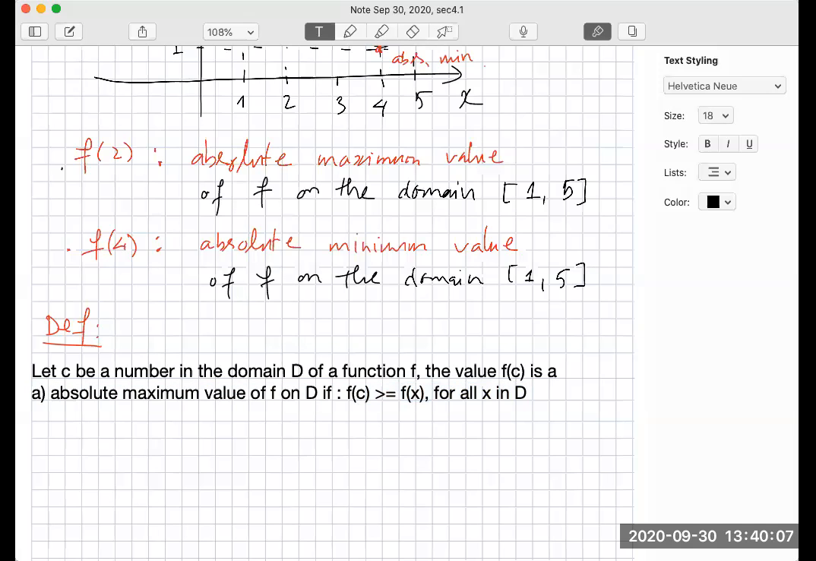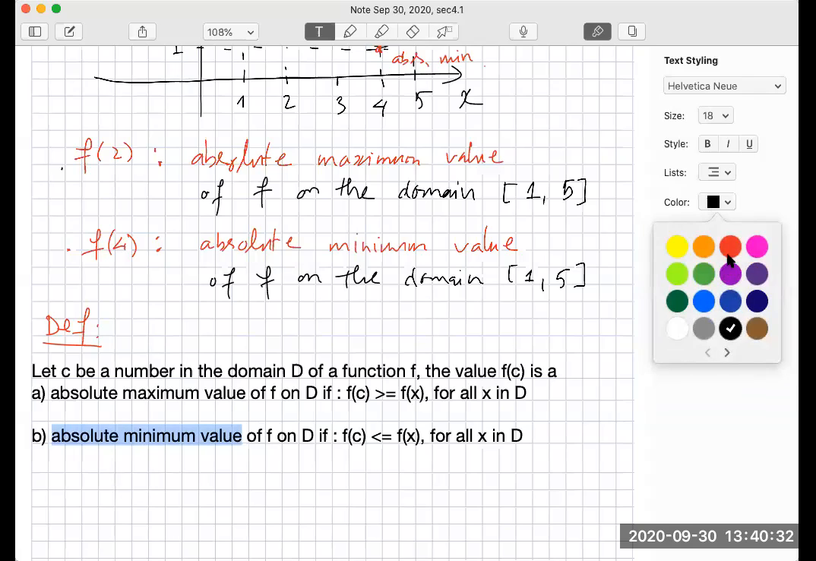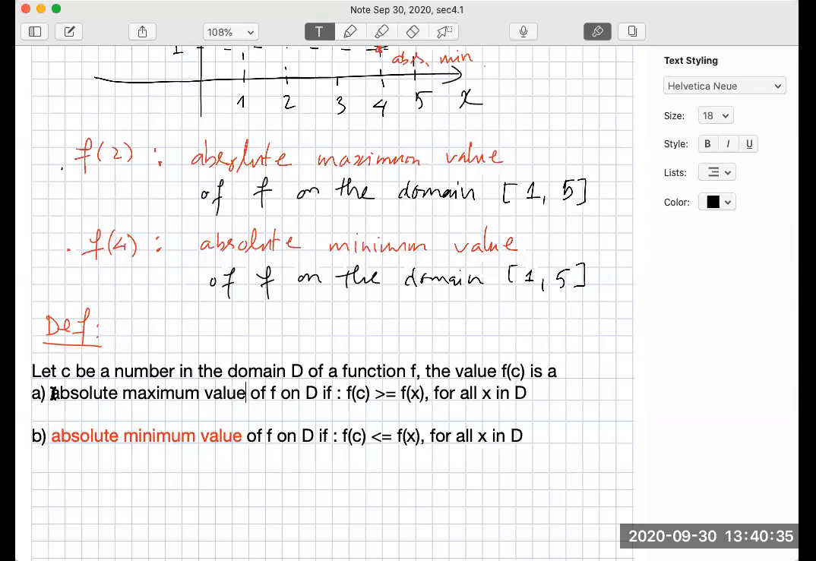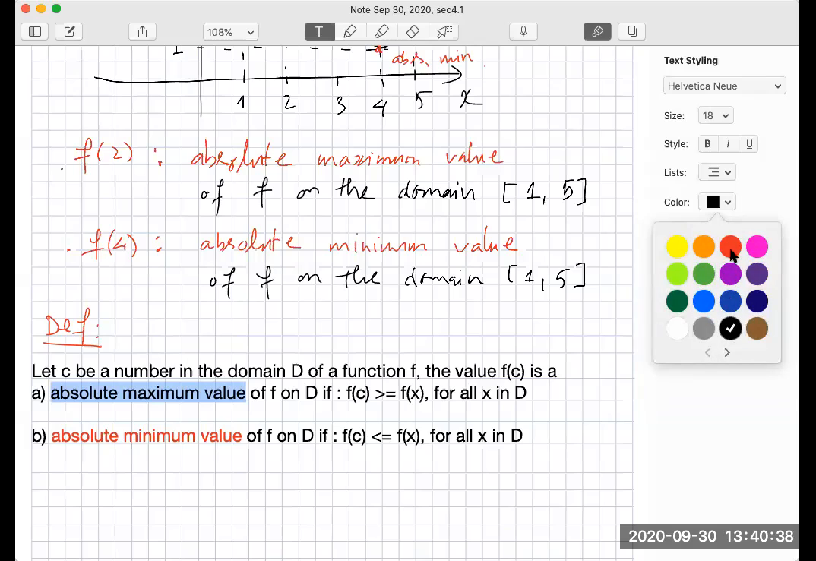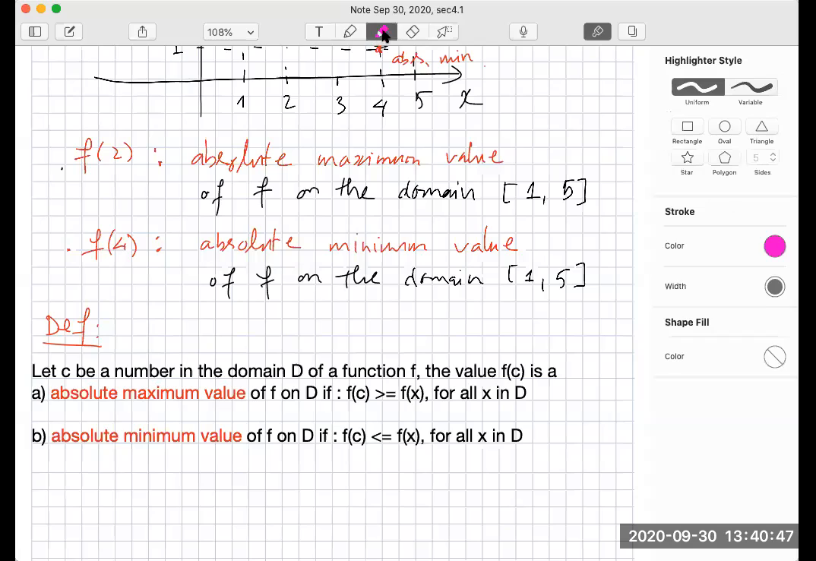Similarly, we call it the absolute minimum if f(C) is smaller than or equal to f(x) for all x in D. Okay, very important that it is all over the domain.